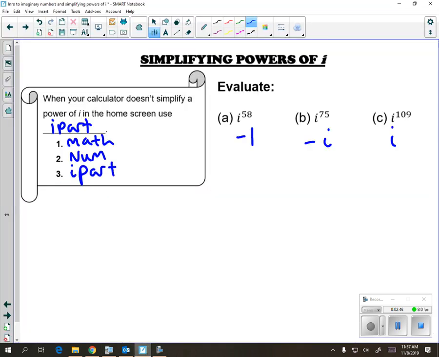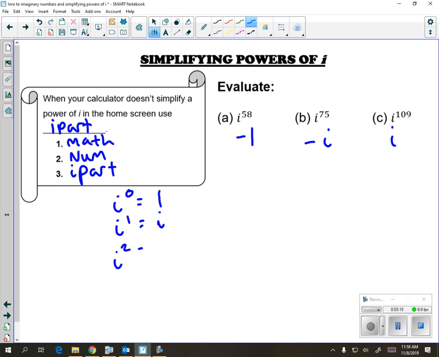Now, there are some good ones that you should always know and remember. For example, we know that I to the 0 power is going to be 1. Anything to the 0 power is 1, right? 2 to the 0 power is 1, 5 to the 0 power is 1. And then you should know that I to the first, obviously, is going to be I.